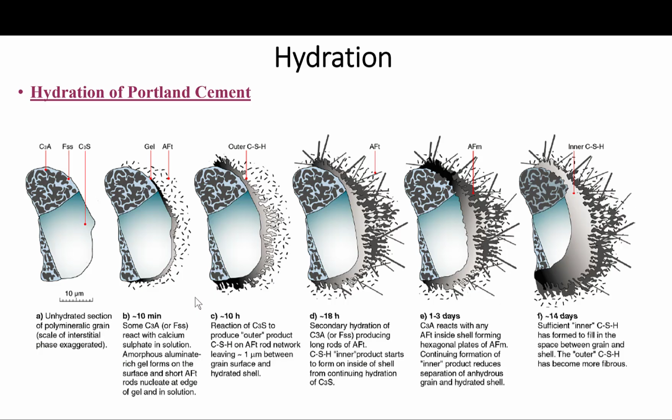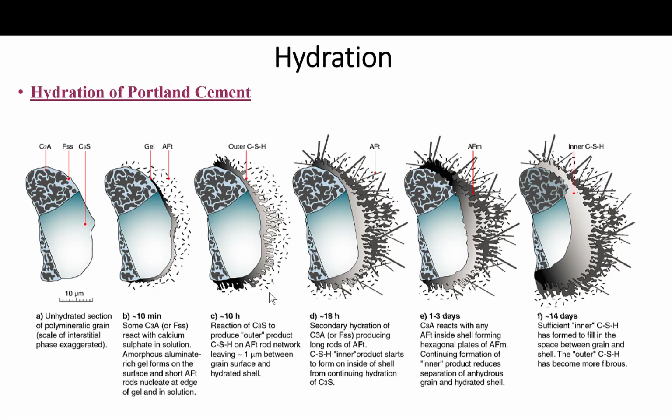Okay, after roughly 10 hours of hydration, as you can see in figure C right here, C3S has produced what is referred to as the outer calcium silicate hydrate, which grows out from the ettringite rods rather than directly from the surface of the C3S particles. Okay, so therefore, in the initial phase of the reaction, the silicate ions must migrate through the aluminum and iron-rich phase to form calcium silicate hydrate. That's what is referred to as the outer calcium silicate hydrate. Okay?